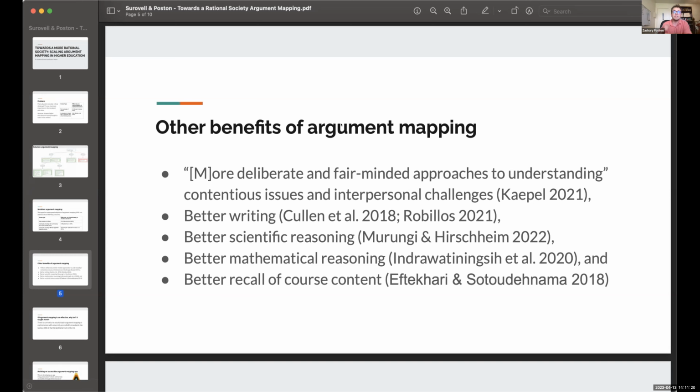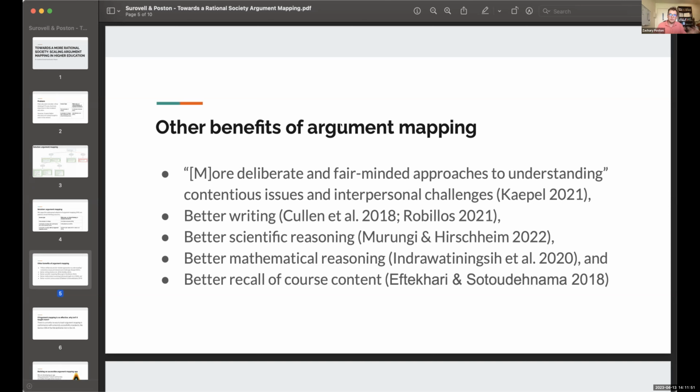So again, argument mapping indicates more of what we should be paying attention to in an argument, the facets that are most interesting. And finally, we have mathematical reasoning, which sounds a little different than just mathematical skills, but ultimately it's the logical cognitive connection between mathematical statements, which might be just as ephemeral and confusing. And then of course, better recall of course content. We can see a significant, quote, "significant effect on recall, retention, and comprehension."